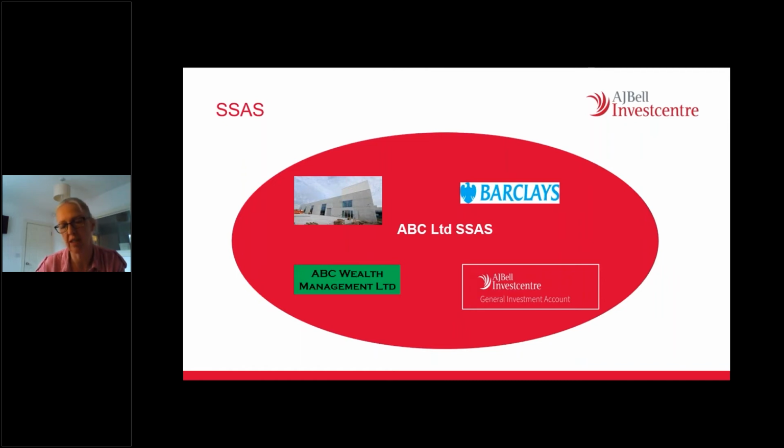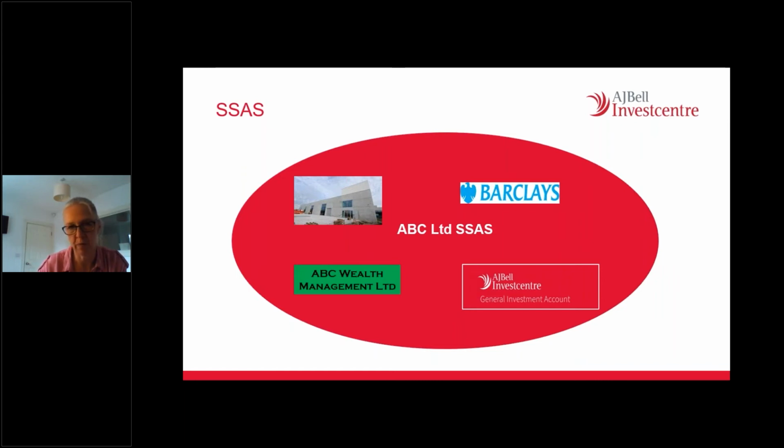But because this is its own individual trust, it is its own legal entity, it is the SSAS itself as that legal entity that purchases the property, obviously with the trustees' names on it. And you can change trustees if necessary, if people left the scheme or new members joined, but it's still the SSAS that is the legal owner of that property.